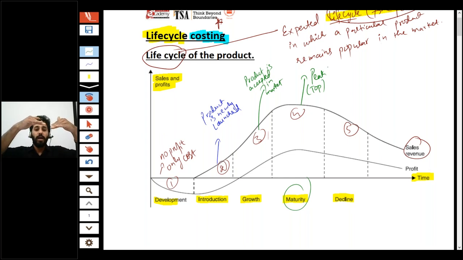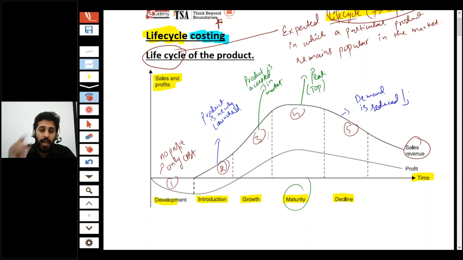You are the market leader, kind of thing. If I can give an example from social media, Google, Facebook, and all these famous social media are at the maturity phase because they are market leaders. And now the point comes when the demand is getting reduced, right? And this is a very critical stage.